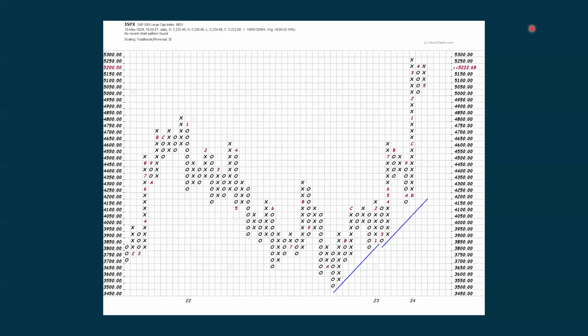Point and figure chart. Had been really focusing on this. I actually showed this a few times over the past week in the videos, but we're not seeing anything new after Friday.